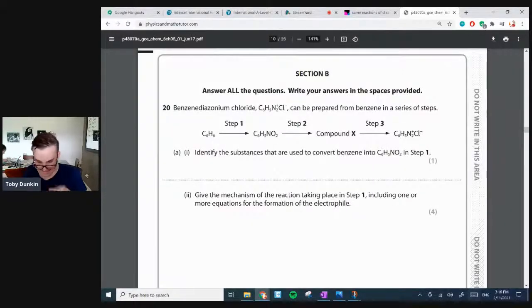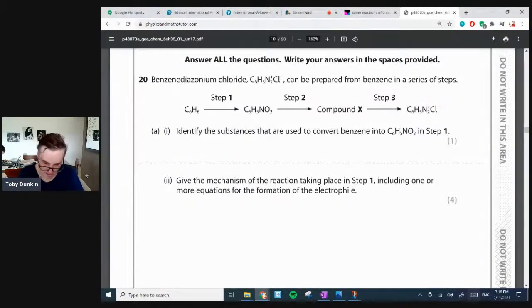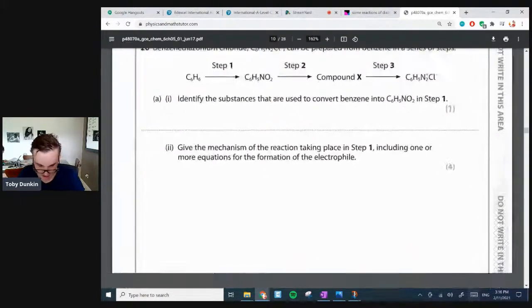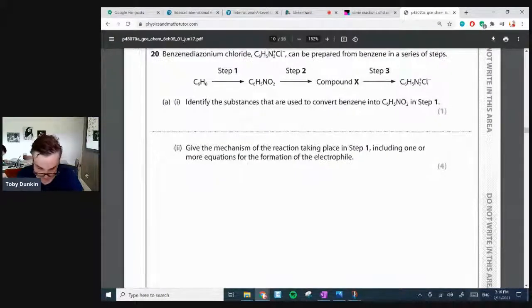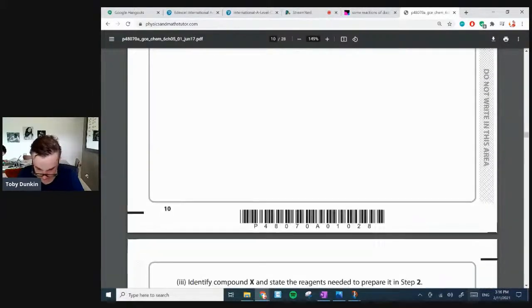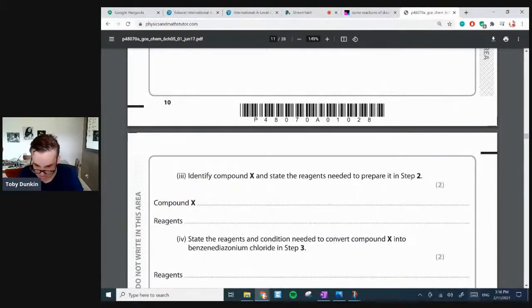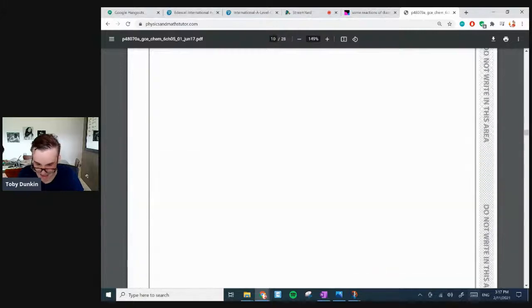Okay, so we've got benzene, then we've got nitrobenzene. Oh, check that out. I like it. Identify the substance used to convert benzene in step number 1. The substance for step number 1 is conc nitric and conc sulfuric acid. Give the mechanism for the reaction that takes place, and include the arrows. That's just going to be electrophilic substitution with the mechanism of curly arrows. Nice and easy.